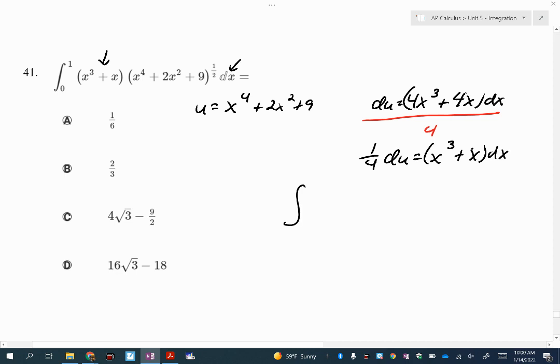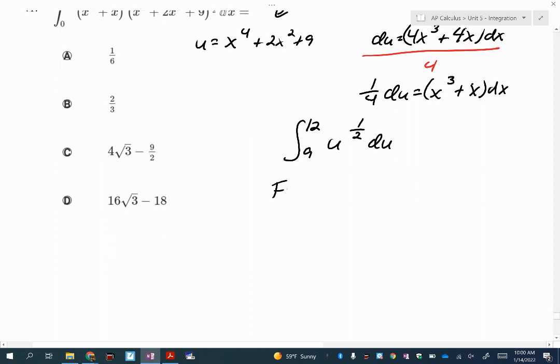So now I'm ready to substitute and do my integration. So I'm going to have u to the 1/2 power du. Let's get new limits of integration. Take these two and plug them into where it says x here. I'm going to do it mentally. 1 to the 4th power is 1. 1 to the 2nd power is 1. 2 times 1 is 2. 1 plus 2 is 3. 3 plus 9 is 12. Plugging in 0 and you get 9.